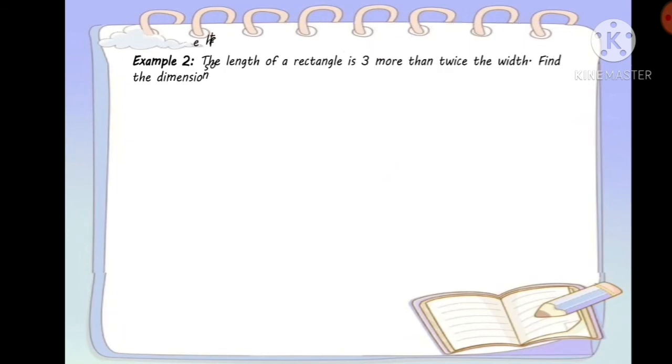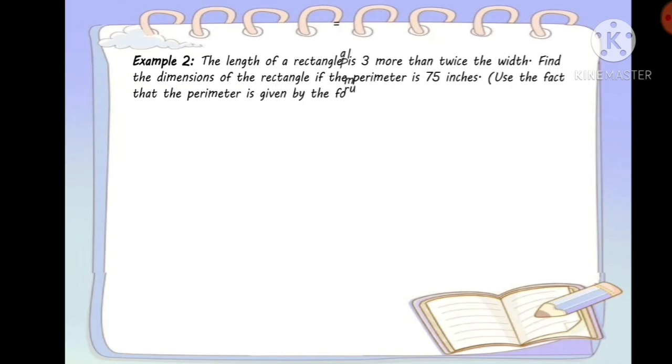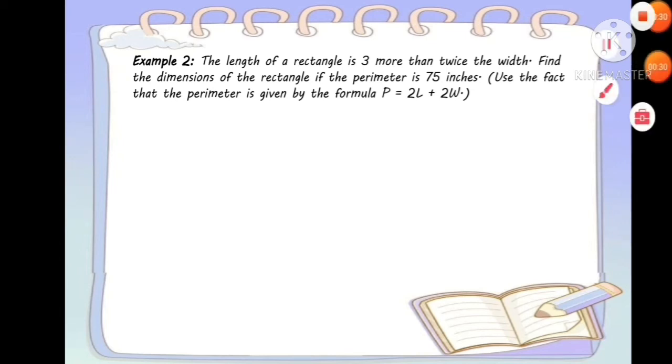Example 2. The length of a rectangle is 3 more than twice the width. Find the dimensions of the rectangle if the perimeter is 75 inches. Use the fact that the perimeter is given by the formula P is 2L plus 2W. Answer.